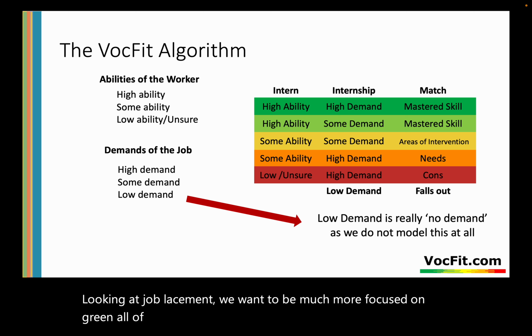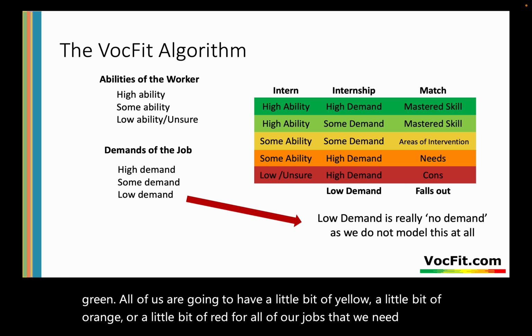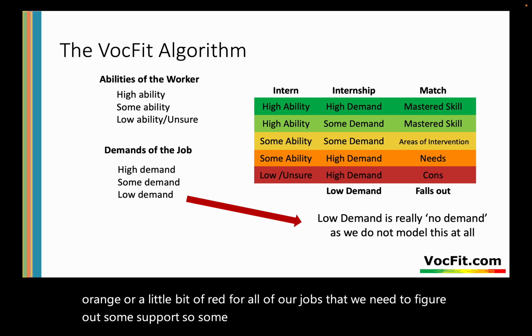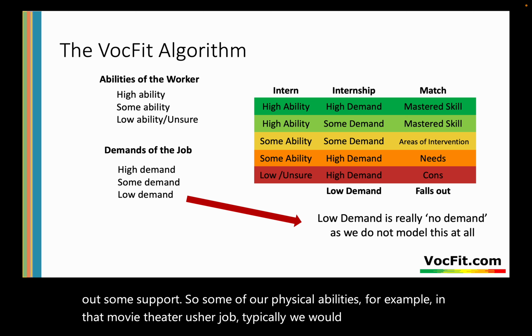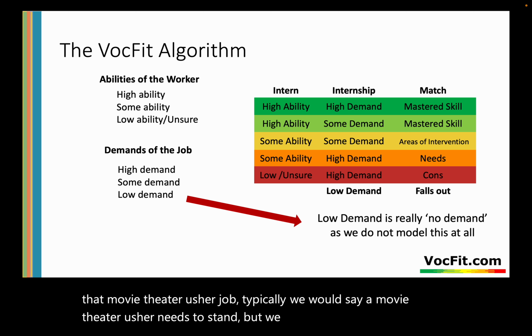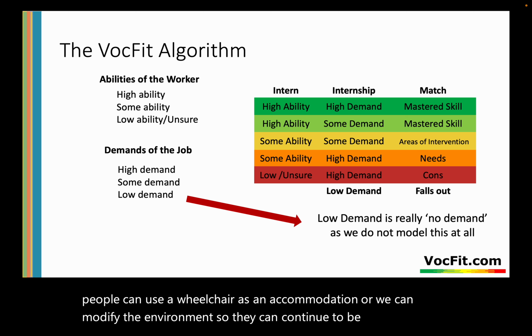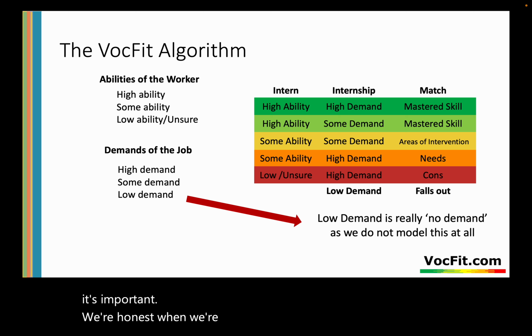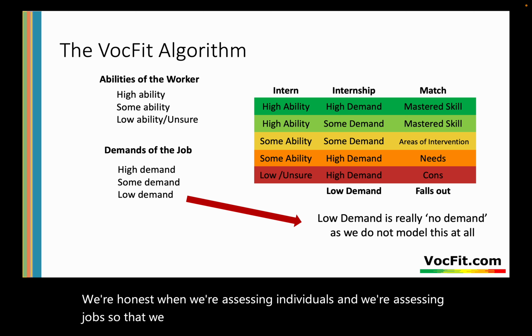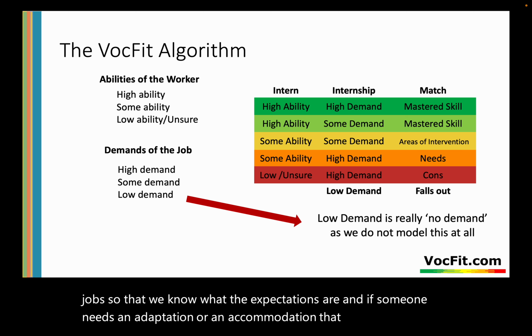All of us are going to have a little bit of yellow, a little bit of orange, or a little bit of red for all of our jobs that we need to figure out some support. So some of our physical abilities, for example, in that movie theater usher job, typically we would say a movie theater usher needs to stand, but we all know that people can use a wheelchair as an accommodation, or we can modify the environment so they can continue to be successful. But it's important that we're honest when we're assessing individuals and when we're assessing jobs, so that we know what the expectations are. And if someone needs an adaptation or an accommodation, that we know what that needs to be.